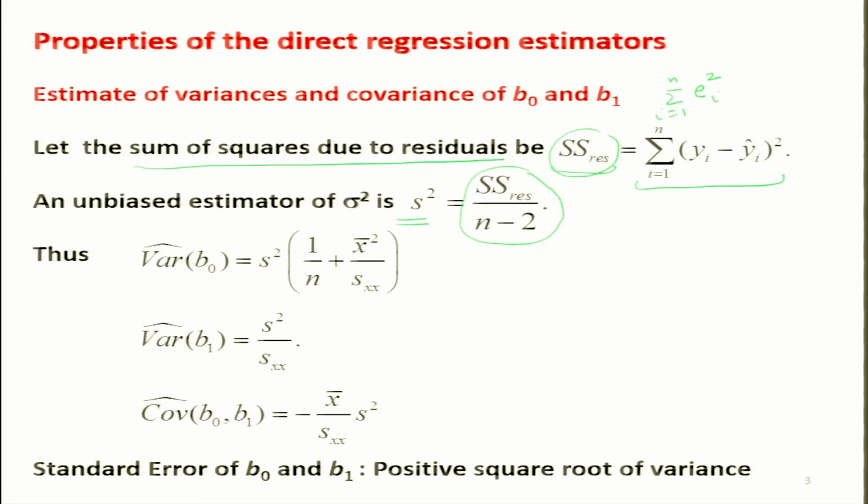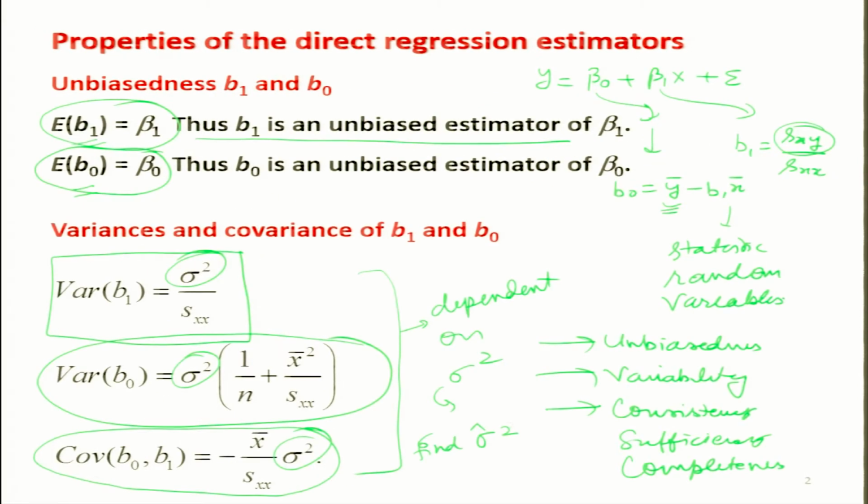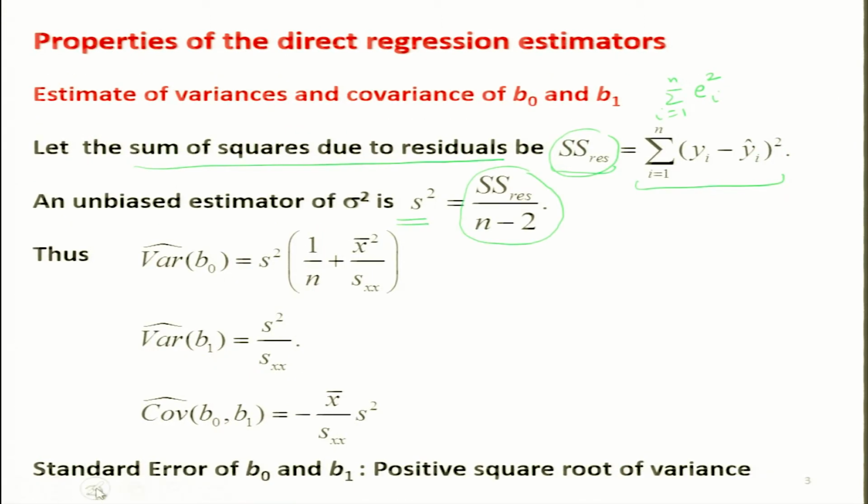Now in these expressions that we have obtained, this sigma square will be replaced by s square, this sigma square will be replaced by s square, and this sigma square will be replaced by s square. That is what I am doing in this slide, and thus we can find the unbiased estimators of variance of B 0 and variance of B 1, and the estimator of covariance between B 0 and B 1. I simply have replaced sigma square here by s square.